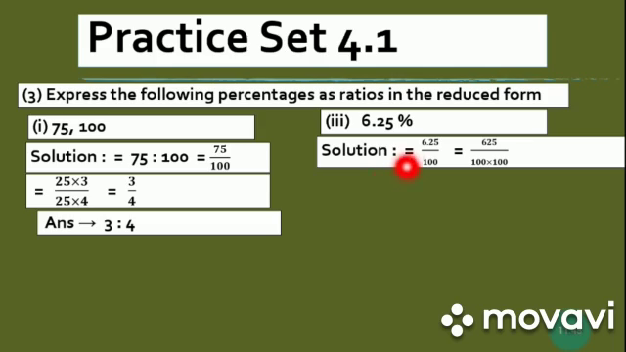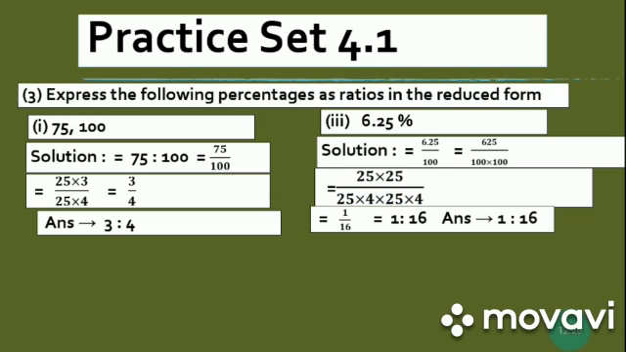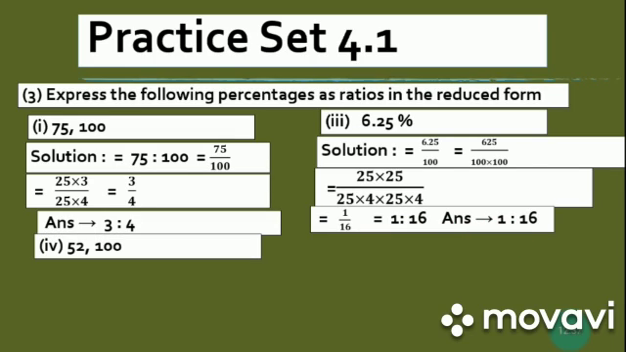Let us solve subdivision 3, 6.25%. Solution: that is equal to 6.25 upon 100, that is equal to 625 upon 100 into 100 after removing the decimal. This is equal to 25 into 25 upon 25 into 4 into 25 into 4. Here 25 into 25 gets cancelled, and that is equal to 1 upon 16, that is 1:16. Therefore answer is 1:16.